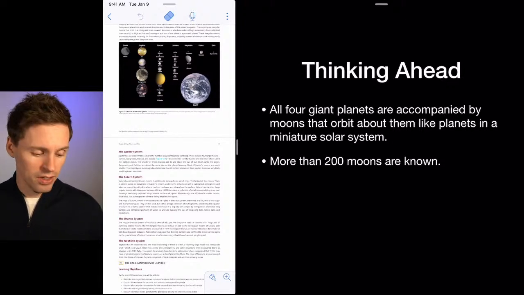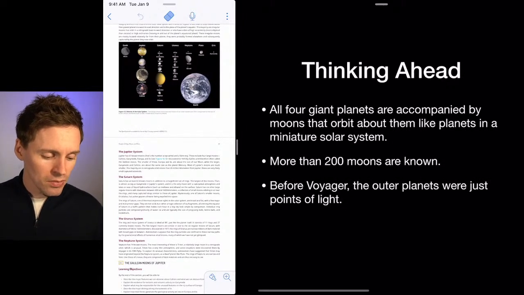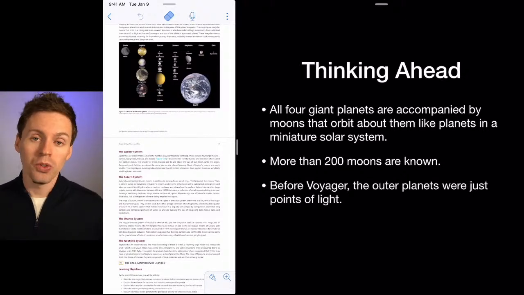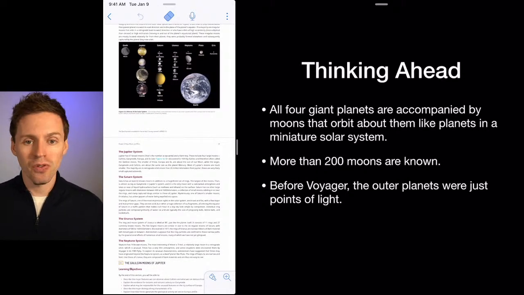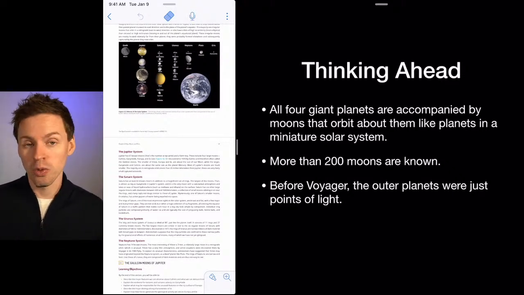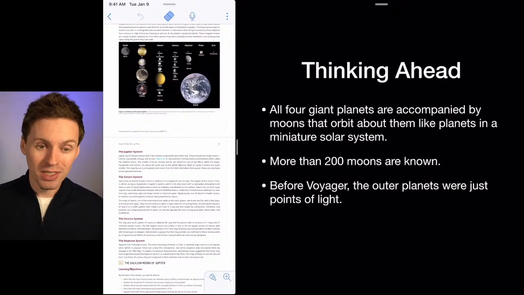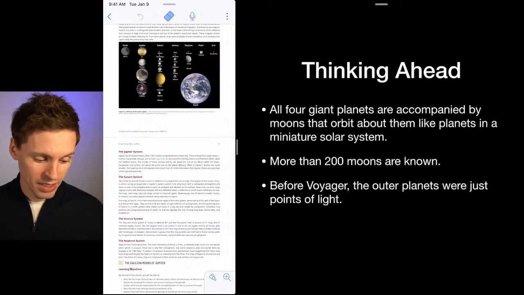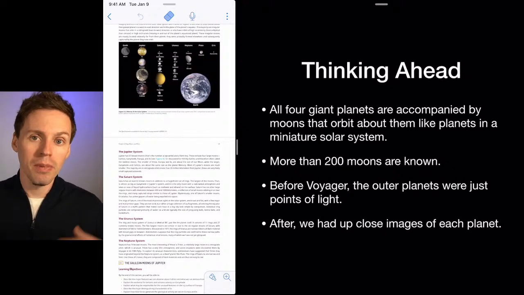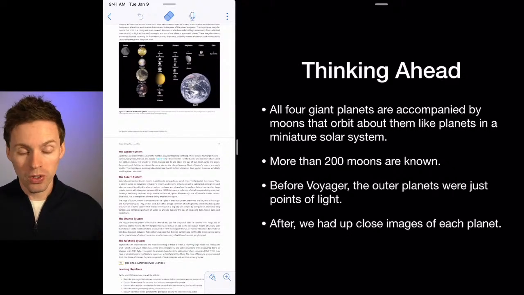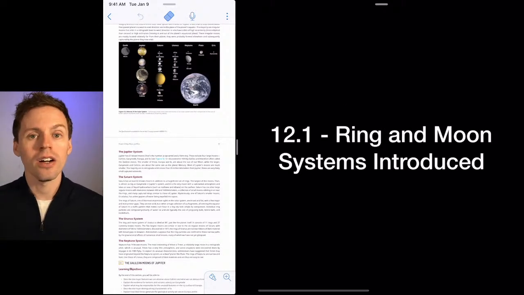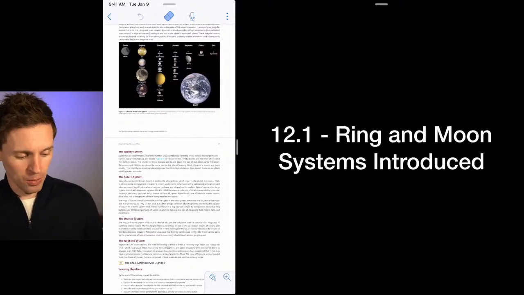There are more than 200 moons in our solar system, and we didn't know about a lot of them until we sent Voyager to the outer planets to take pictures of them. Because before Voyager, we didn't have the Hubble Space Telescope. We didn't have telescopes powerful enough to really view moons in detail or the planets' surfaces. After the Voyager spacecraft made it to the outer planets and took their tours, we were able to take close-up pictures. Most of the pictures you're going to see today are from the Voyager mission. Not all, but most of them.